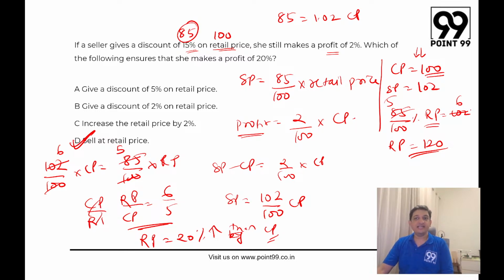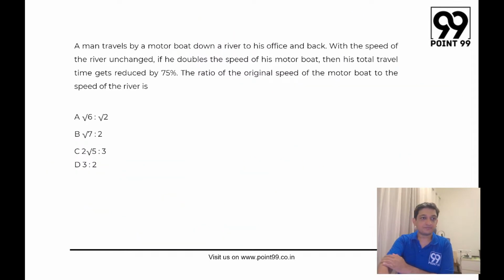85% of the retail price is 102, so the retail price becomes 120, which is exactly what the selling price should have been. Fine, let's go to question 7. Yeah, this was the one which a lot of people found to be difficult.